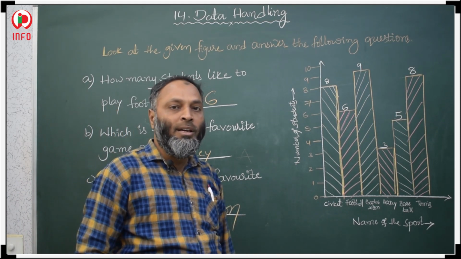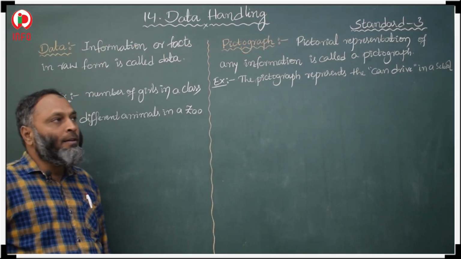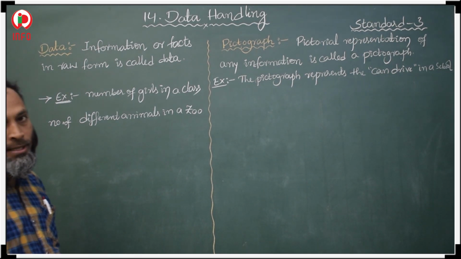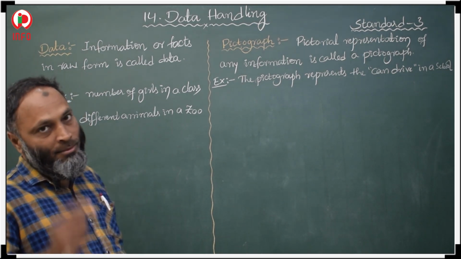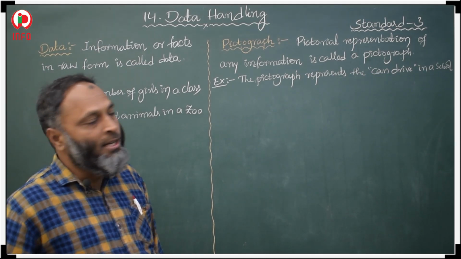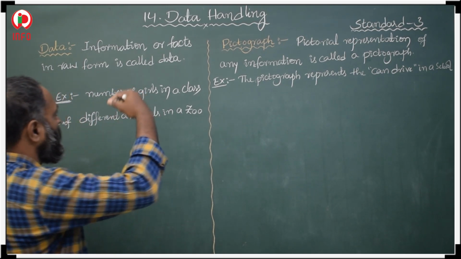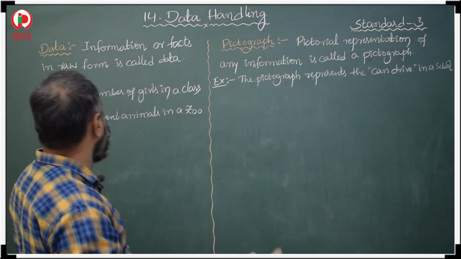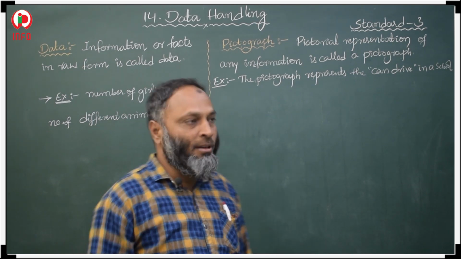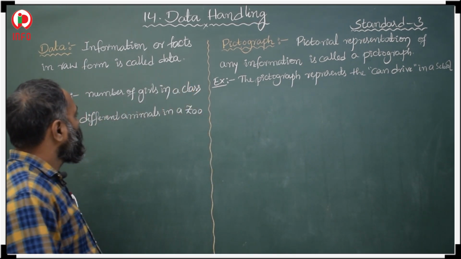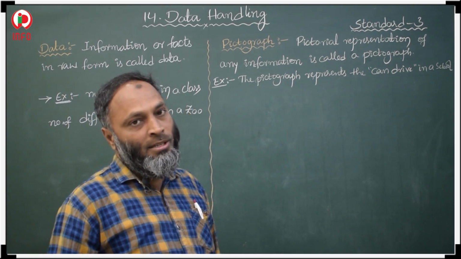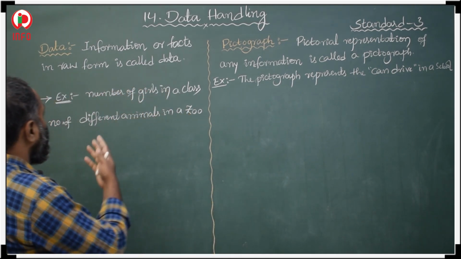Okay, students. Now about the data. So what is the data? The definition, the first concept, data. Before we discuss what is the data: data means the information or facts in raw form. So it means a collection of information or facts in a raw form is called data.